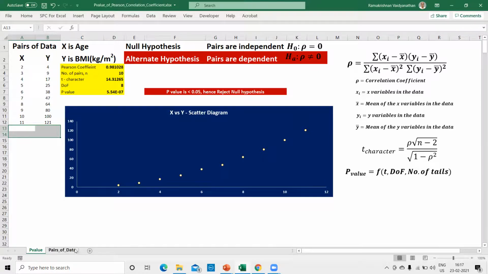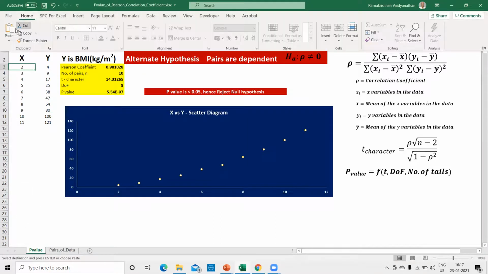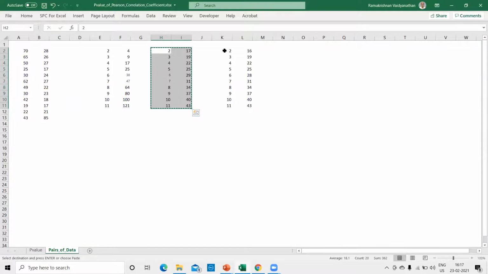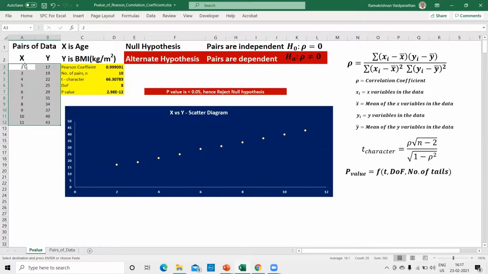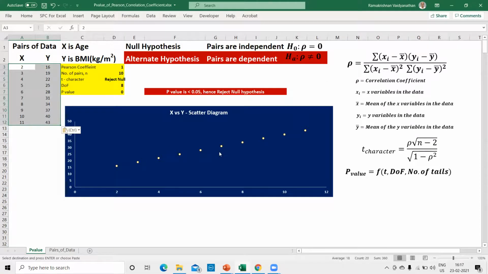Now we will check another data set here. We take this data, Control C, go there, paste values. Here again, we are rejecting the null hypothesis. The relation is different. Here it is a perfect relation. See, it is close to 0.99. We'll go to another value, this particular data. Control C, paste values. Okay. Here again, there is a perfect relation.